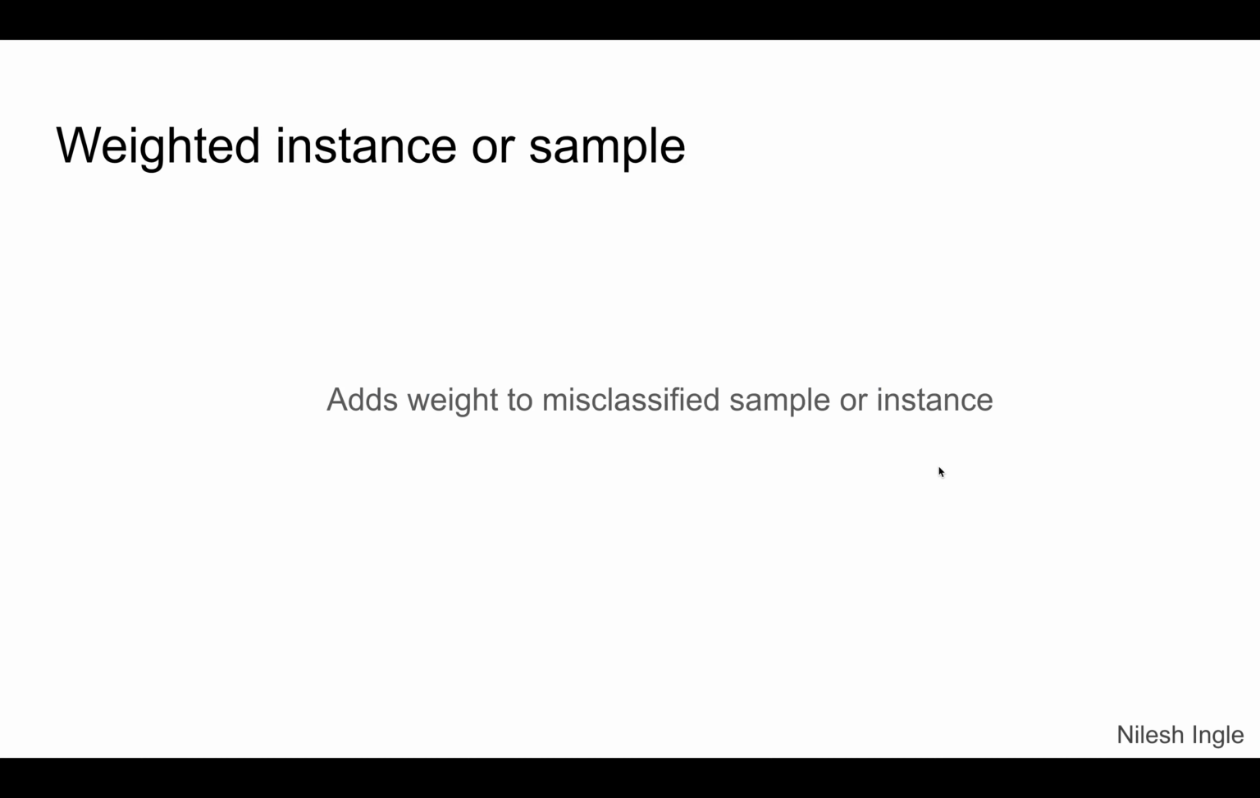Similar to weighted classes, there are weighted instances or weighted samples. So in this case, instead of adding weights to each of the classes, the weight is added to each of the samples or each of the instances in the dataset.